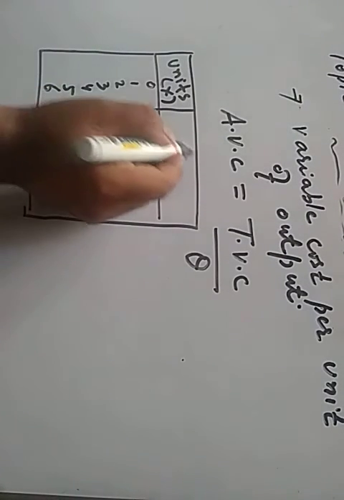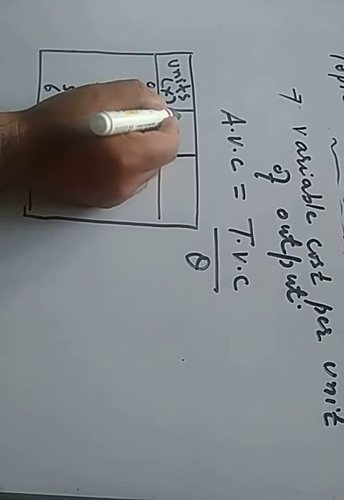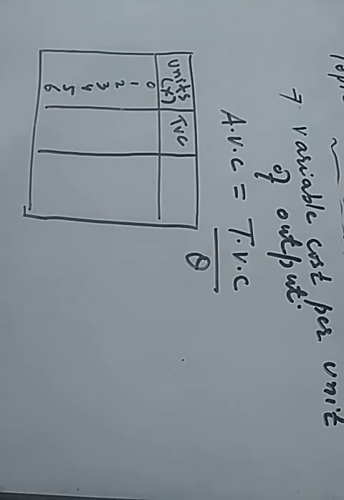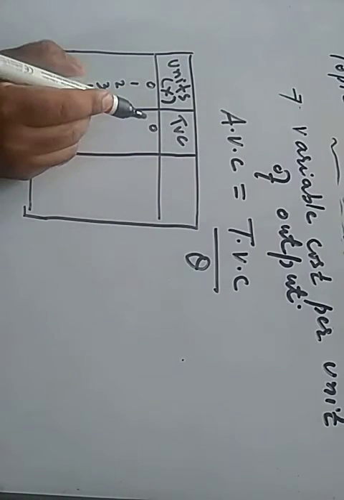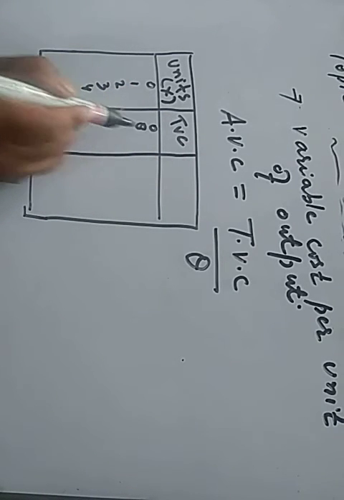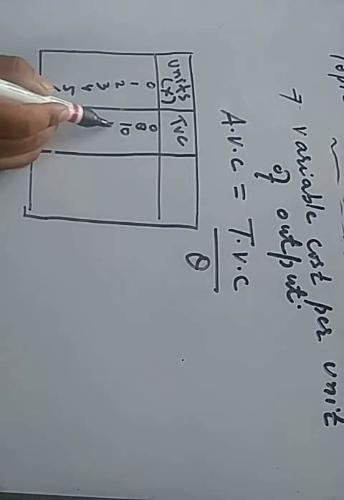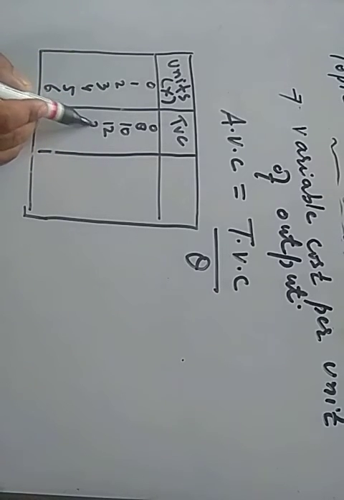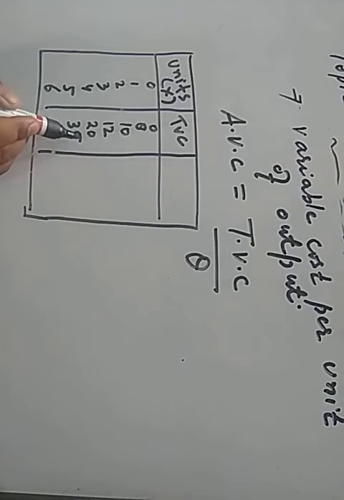And in the second column, we will take the values of total variable cost in rupees: 0, 8, 10, 12, 20, 35, 48.